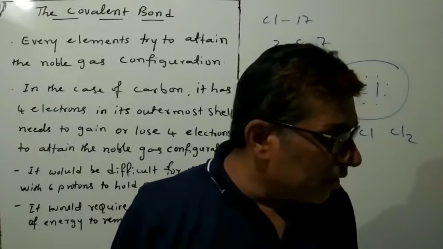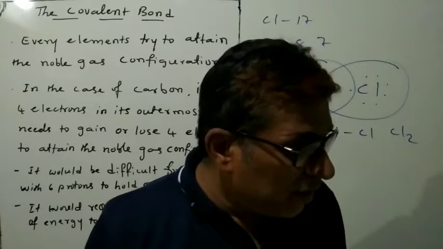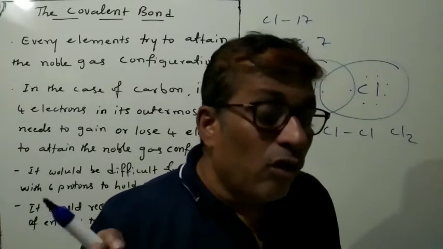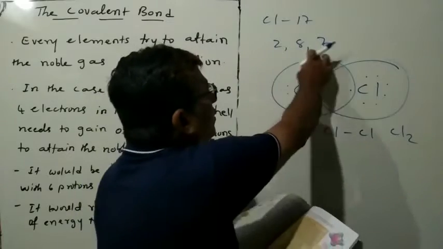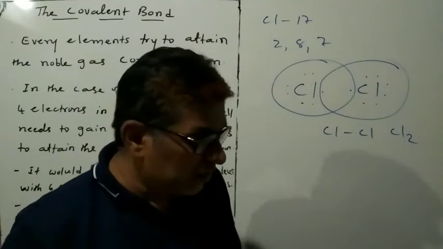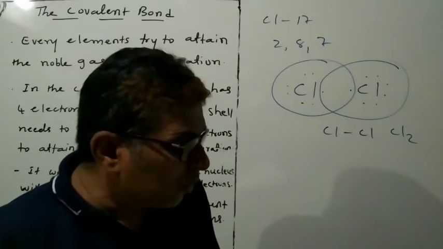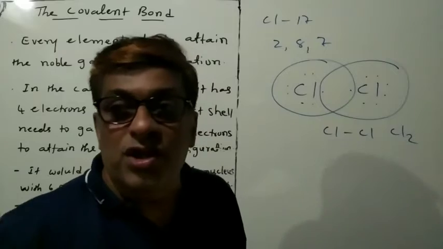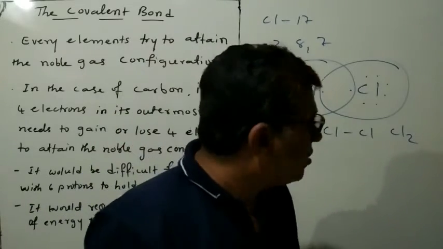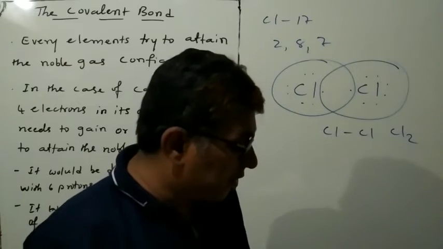So in this way, the atomic number of chlorine is 17. And what would be the electronic configuration and its valency? So 2, 8, 7 and valency is 1. Okay, chlorine forms a diatomic molecule. So can you show the electron dot structure? So this is the electron dot structure.